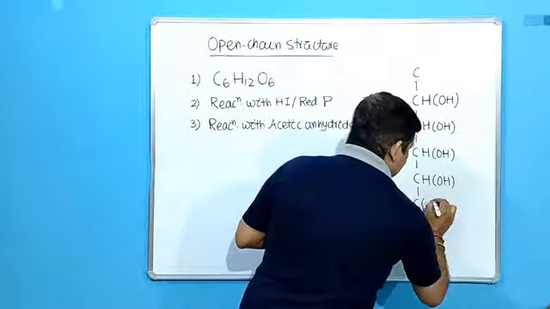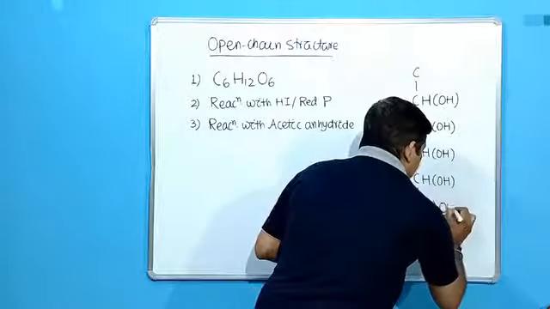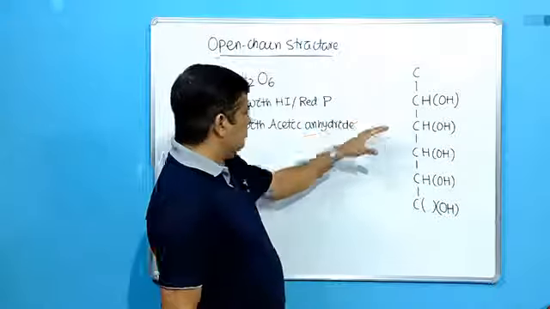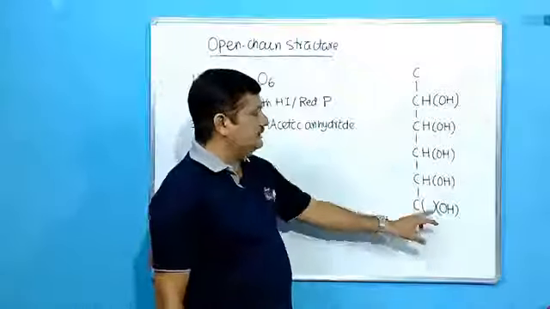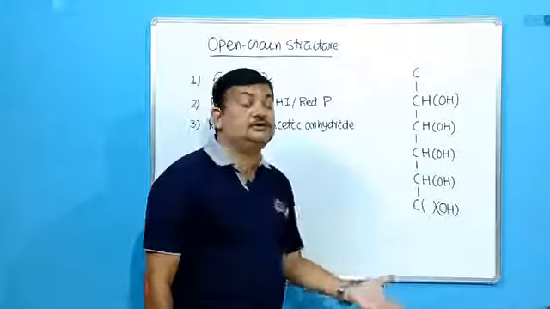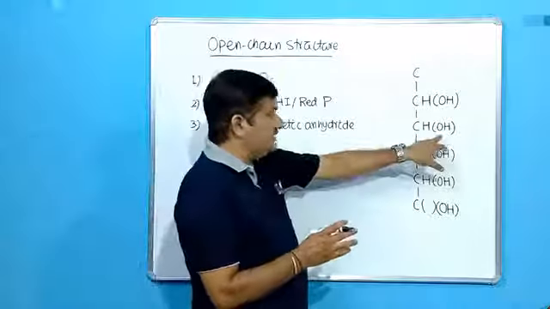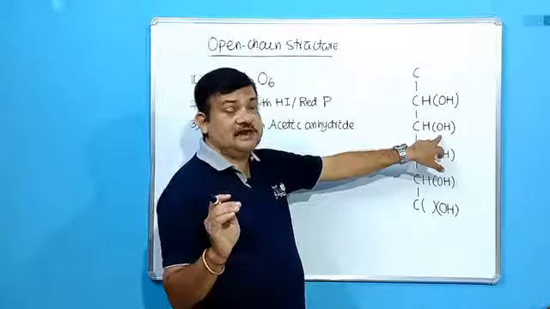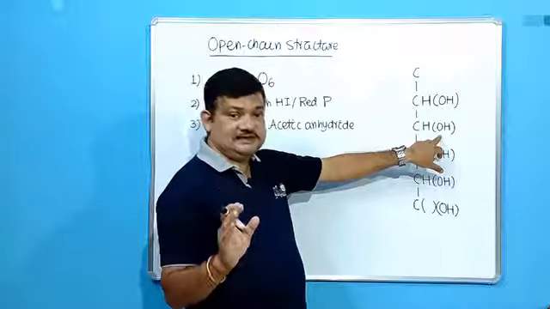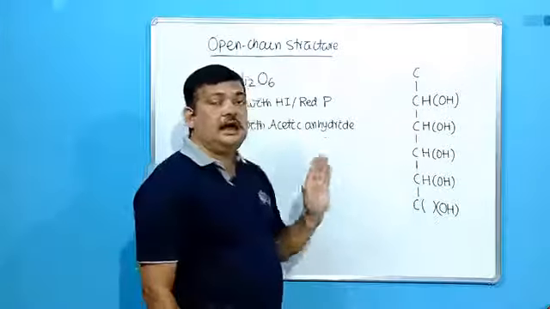Now I am keeping this one vacant. I will be putting it in later on. Step by step I am showing how the structure is elucidated. The experiment with acetic anhydride confirmed that glucose contains 5 hydroxyl groups. That's why it produced glucose pentaacetate, because every hydroxyl group present here was replaced by acetate, CH3COO minus. So this confirms that glucose contains 5 hydroxyl groups.